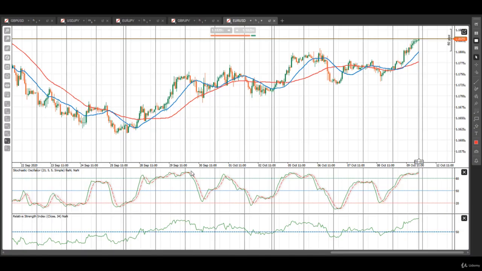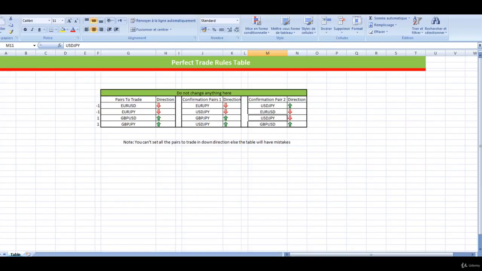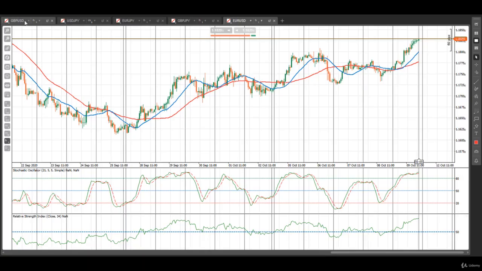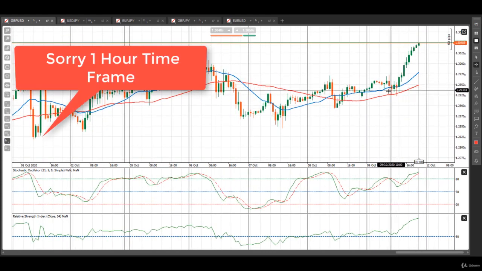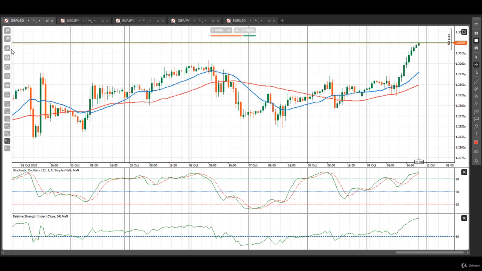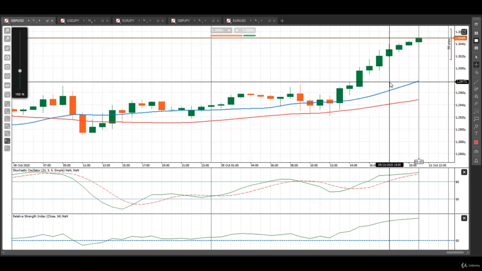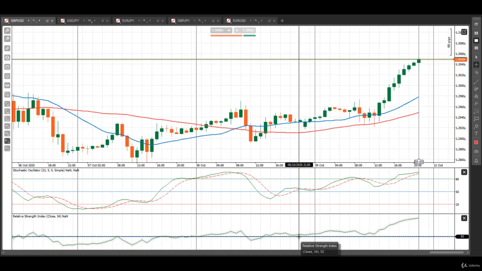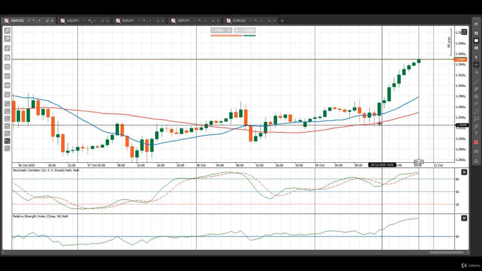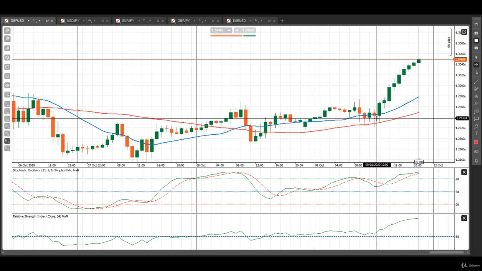Here we are in the cTrader platform. As we told in this table, we are seeking a GBP USD buy trade. Here we are in the GBP USD. As we can see here in the daily time frame, we have perfect candlestick patterns with indicators showing us that we are in an uptrend. The stochastic is above 50. The RSI is above 50. The stochastic also, and here we have a bullish engulfing. So we have a perfect opportunity of trading.